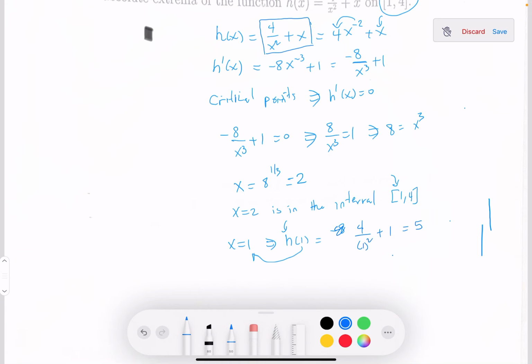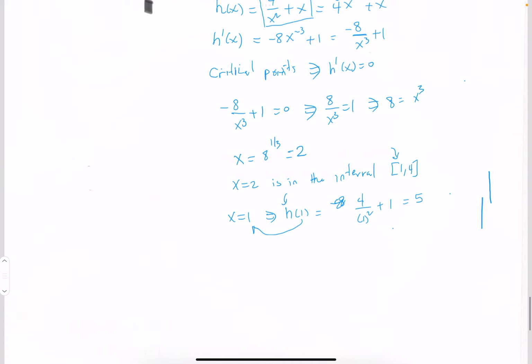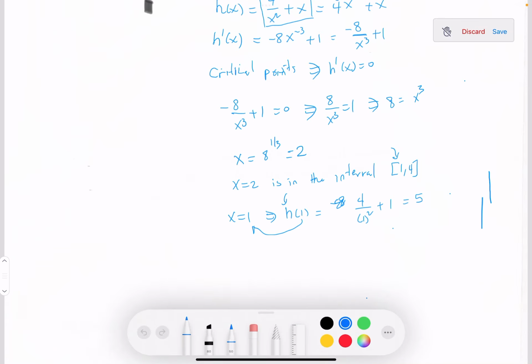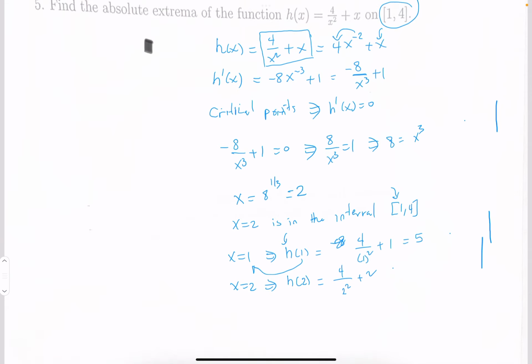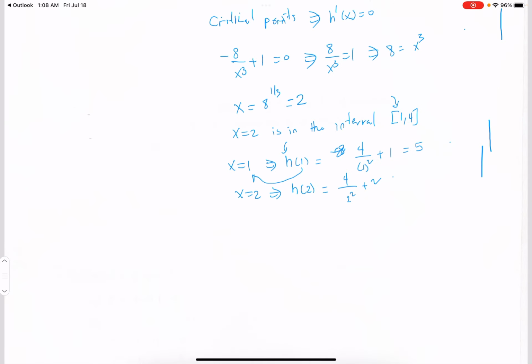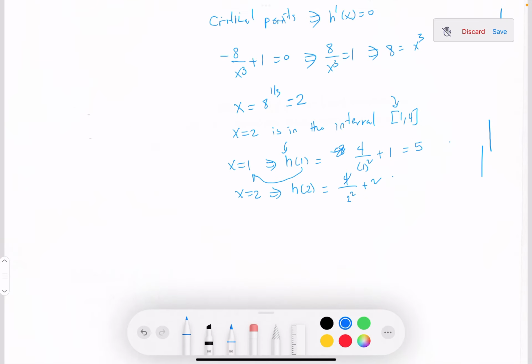Let's look at the critical point, which is x equal to 2. The function as a function of 2 is 4 over x squared plus x, which is 4 over 2 squared plus 2. That gives you 4 over 4, it cancels, it's 1. 1 plus 2 is 3. So now at x equal to 2, the function h is equal to 3.